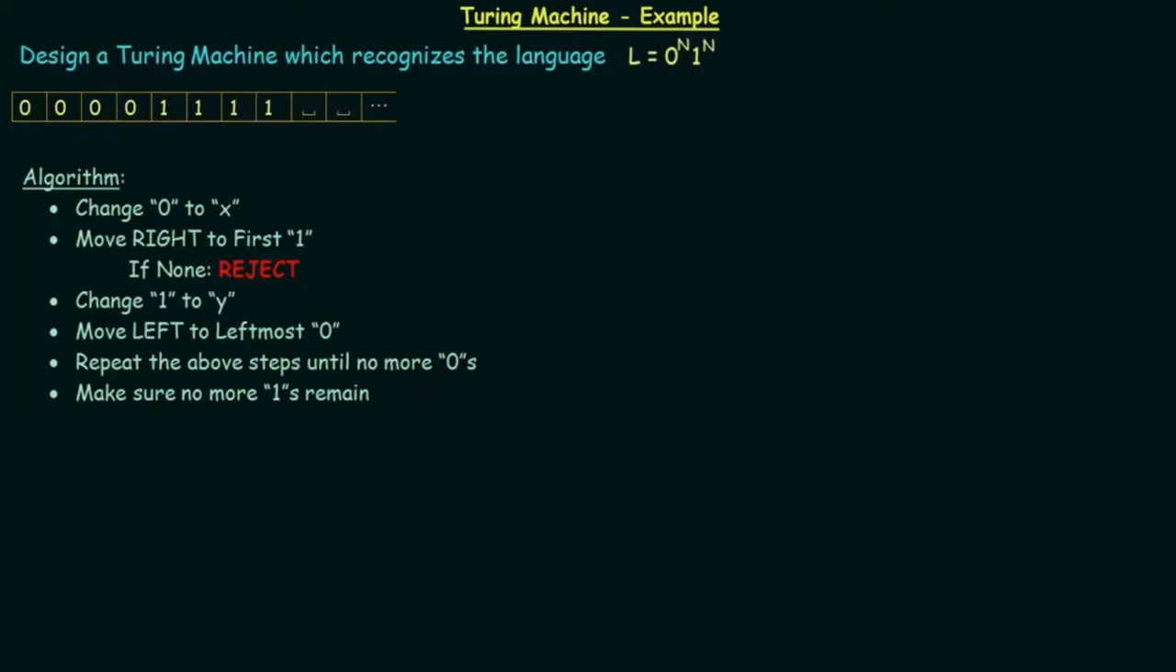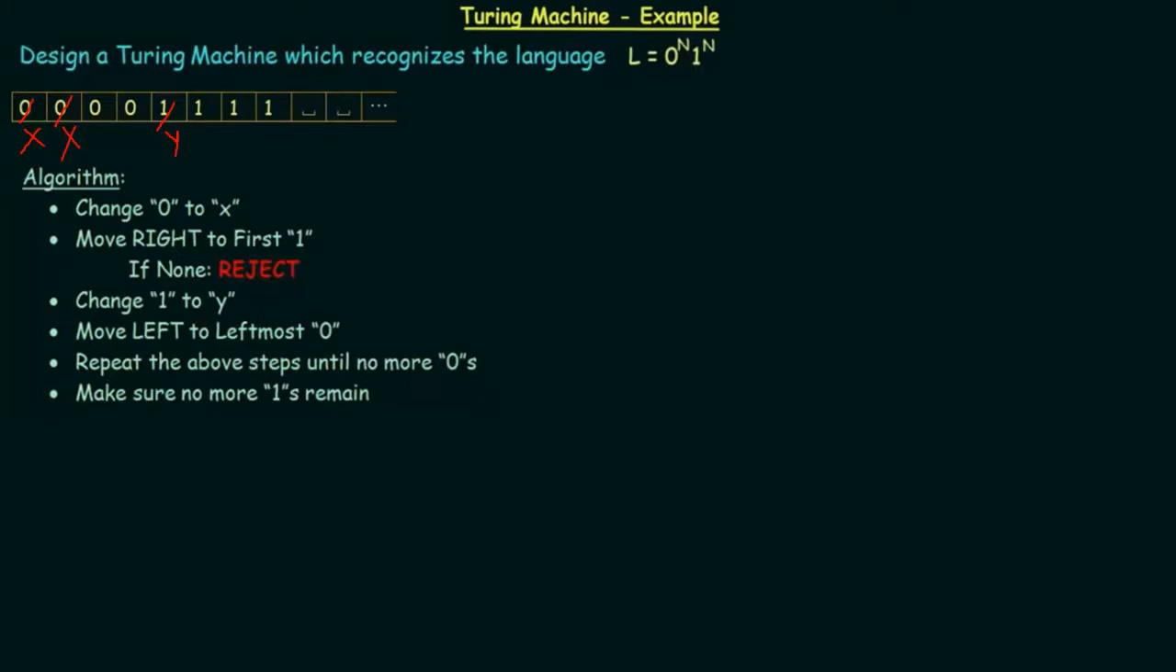Change 0 to x. So wherever I have 0, I have changed it to x. Move right to the first 1. So I am searching for the first 1. This is my first 1. Change it to y. Move left to the leftmost 0. Now the leftmost 0 is this one, so I replace this with another x. Repeat the steps until no more 0s. Make sure there is no more 1 remaining.